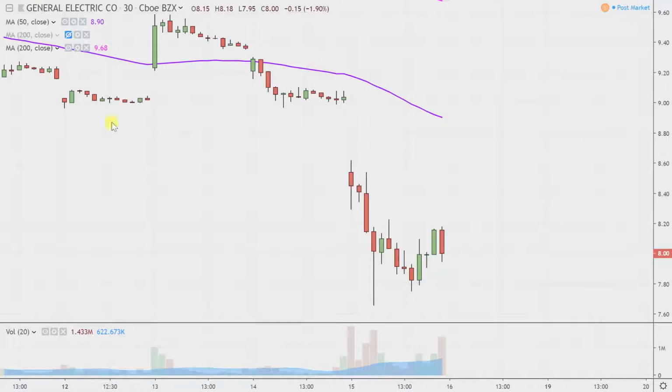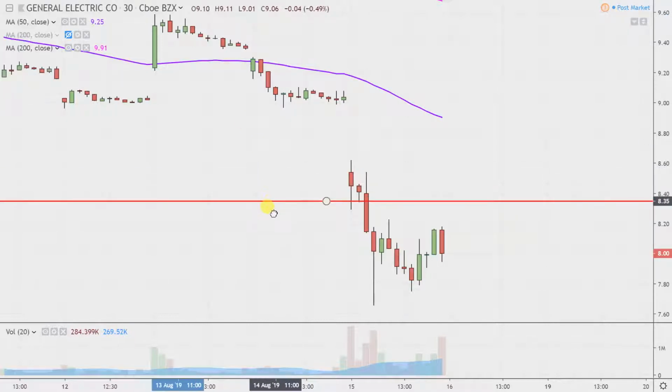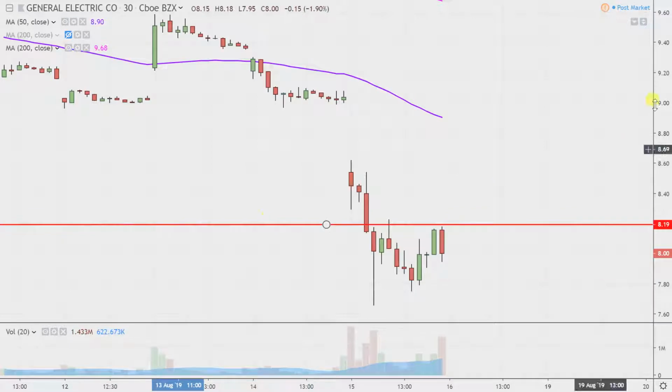And really the level that stands out to me going forward from the resistance standpoint is right here, at $8.20, right there at that red line. Why is that level important? Well, this is essentially as high as the price could get when it did try to bounce several times.